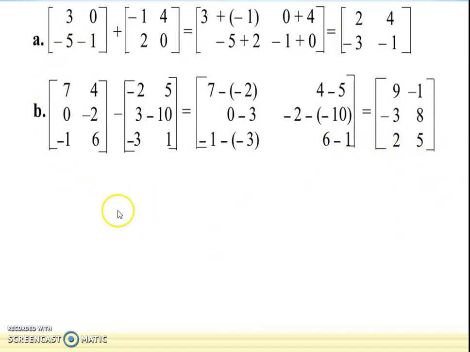So all these matrices have the same order, then we must define the final answer: in the previous example a 2 by 2 order matrix, and in the second example obviously a 3 by 2 matrix. Be careful about the addition and subtraction of matrices.